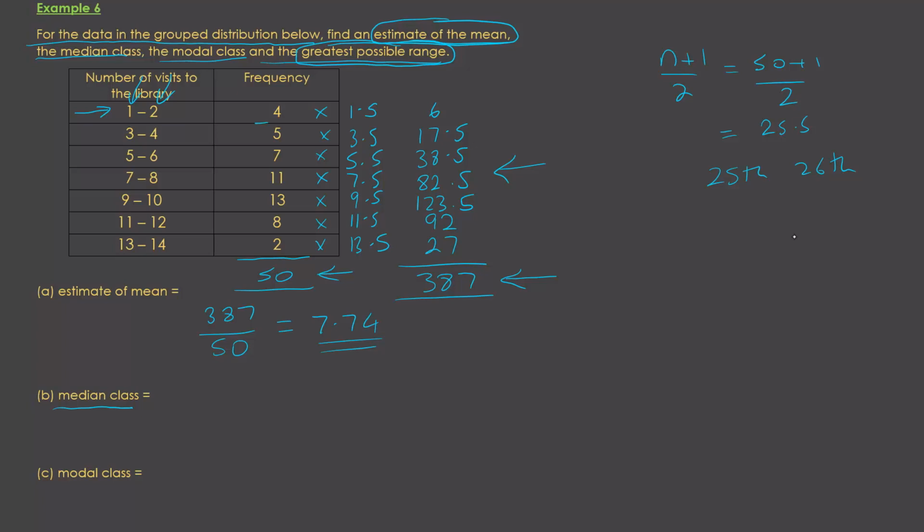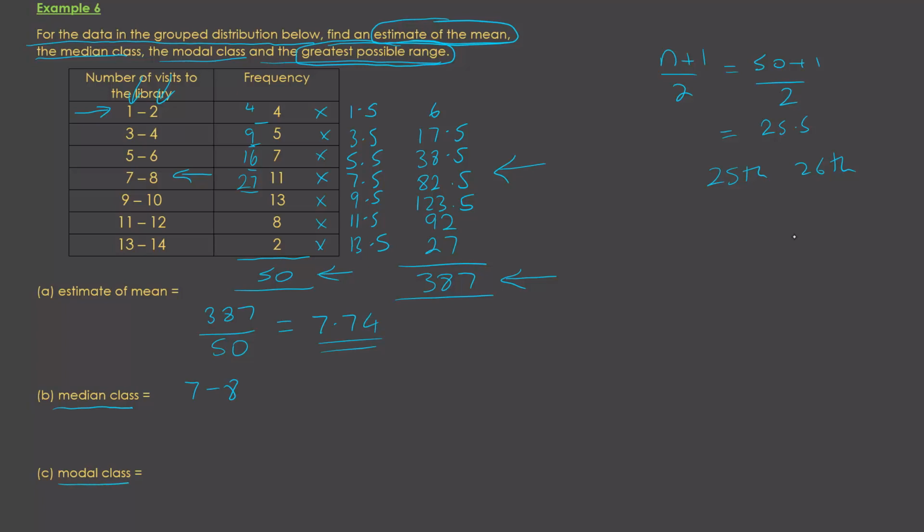So if we look at the amount of data, there's 4 pieces up to here. Add 5 is 9 pieces up to the end of that class. Add 7 is 16 pieces of data. Add 11 is 27 pieces of data. So 25th and 26th are both in this class. So that is going to be 7 to 8.